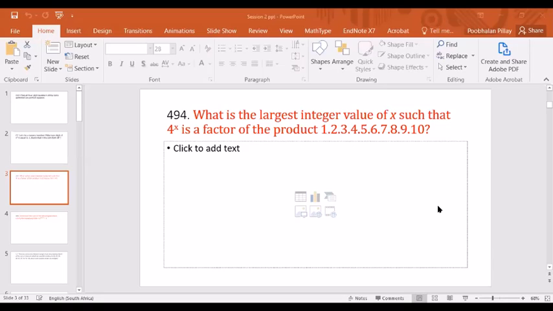So I started by finding how many 2's are in that product, 1 times 2 times 3 times 4 times, and I found that there are 2 to the power 8 in that product, so 4 to the power 4 is in that product. All right. So x equals 4. Very nice. Thank you for that, Alex.